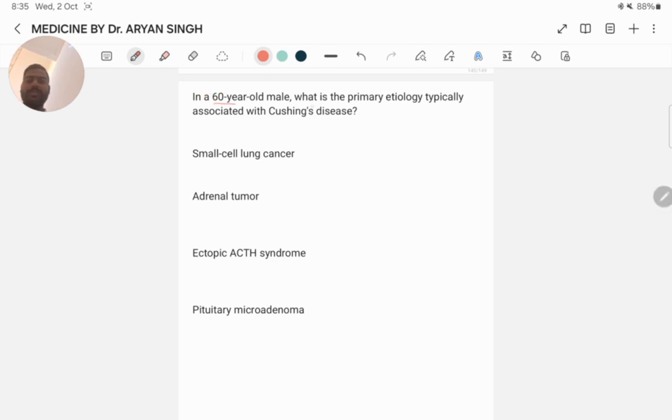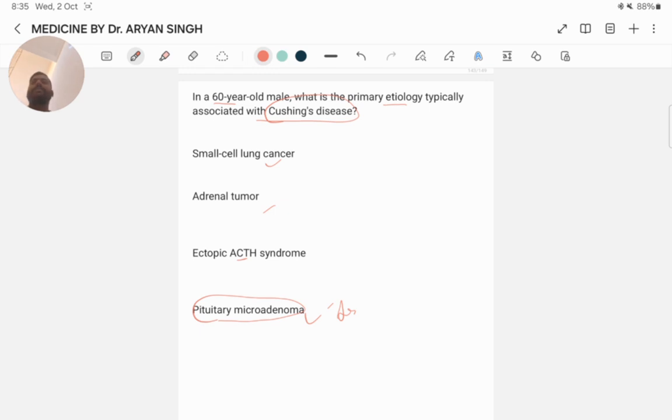In a 60-year-old male, what is the primary etiology typically associated with Cushing disease? Small cell lung cancer, adrenal tumor, ectopic ACTH syndrome, pituitary microadenoma. Here the answer: pituitary microadenoma. Because the pituitary microadenoma is the most common cause of Cushing disease in a 60-year-old male.